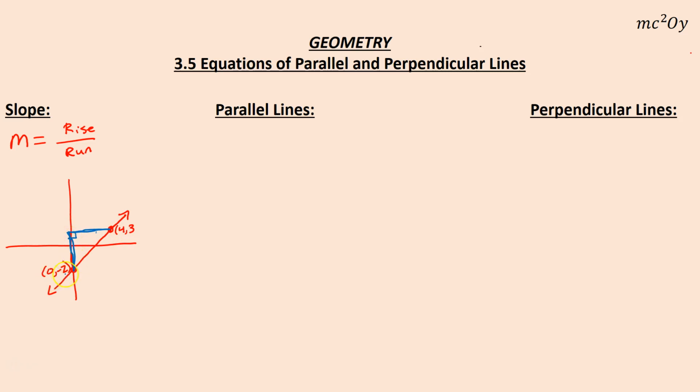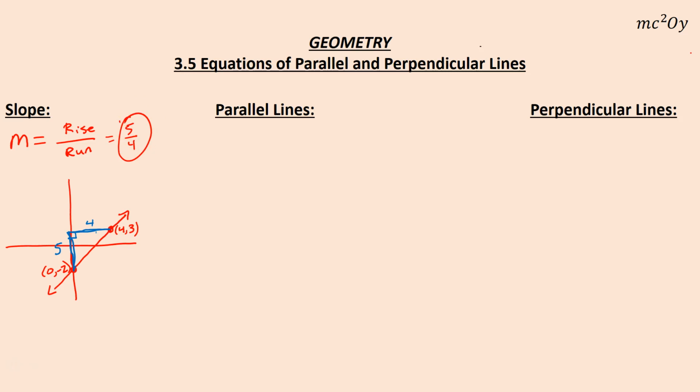So it looks like we go from -2 all the way up to 3. So that gives me a rise of 5. And then a run, we go from 0 to 4, a run of 4. Okay. A rise and run of, in this case, 5/4. That would be our slope.